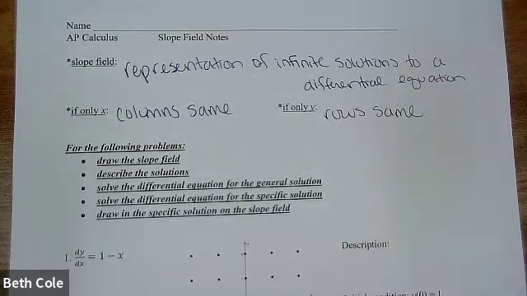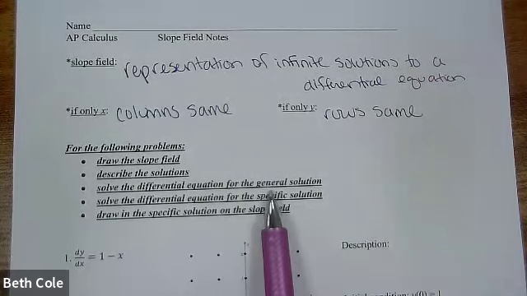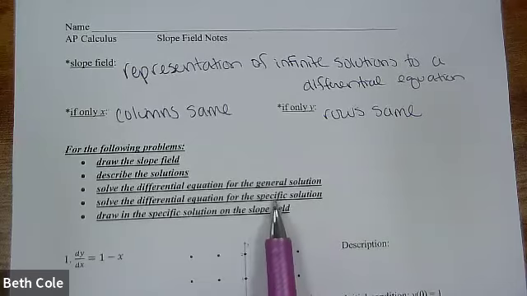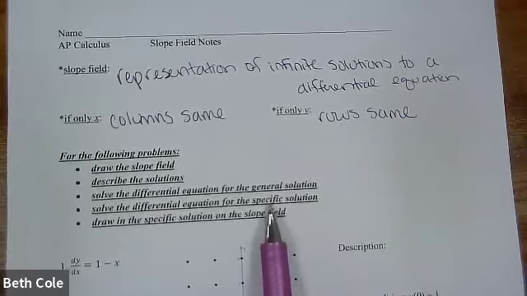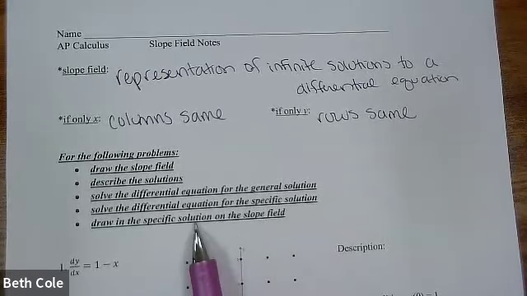So we're going to do a lot of stuff with each of these. I only have 5 problems on here, but we're going to do a lot of things because I want you to make some connections between what we did last time and what a slope field is. So we're going to draw the slope field, describe what they look like. They're parabolas, they're exponential, they're increasing, whatever. We're going to solve for the general solution, which means C will stay in there. We're going to do a specific solution or a particular solution. I'm going to give you an initial condition. And then we'll draw that specific solution in on the slope field. So we're going to do a lot of things to kind of connect it all together.